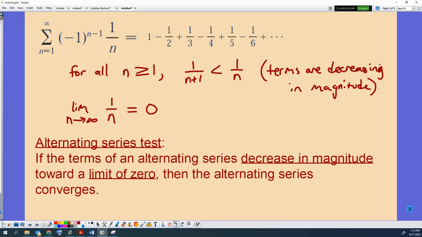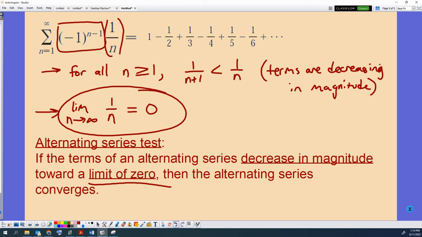I'm leaving off the alternator here. If you want to put it on there, you can. This part still works that way, though with this part you would want absolute values. But the point is you can leave it off because it's sort of a separate part. It's what makes it an alternating series, but this is the part that gives us the magnitude. So these two facts show us what we need here. We are decreasing in magnitude, that's this, toward a limit of 0, that's this part. Okay, and so that's the alternating series test.